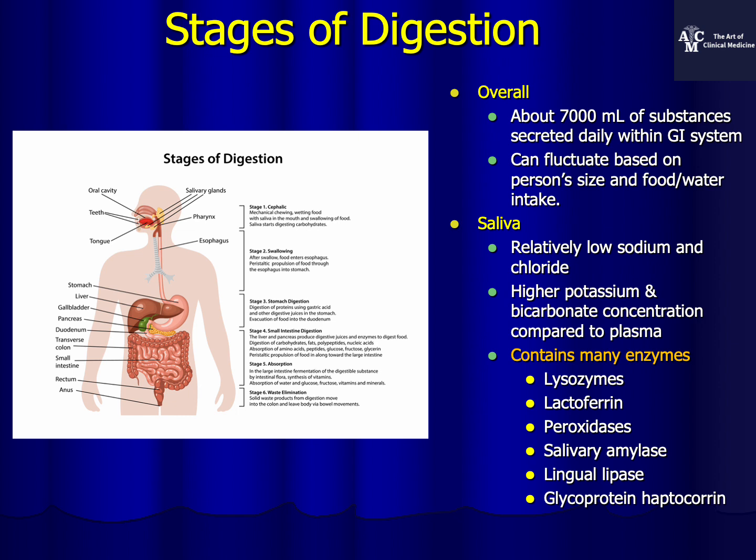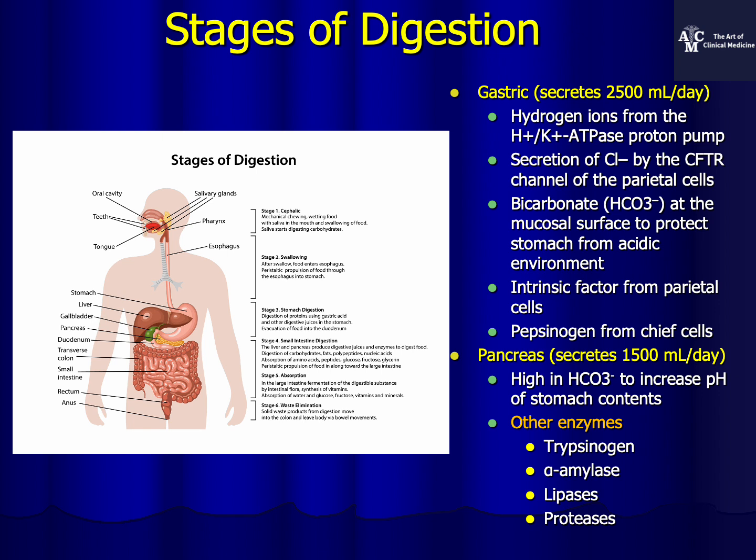So in the saliva, it's relatively low in sodium and chloride. There is a higher potassium and bicarbonate concentration here, and there are numerous enzymes here, as listed in this slide, that will help with the digestion process. So starting next with the stomach, this secretes about 2,500 cc's a day.